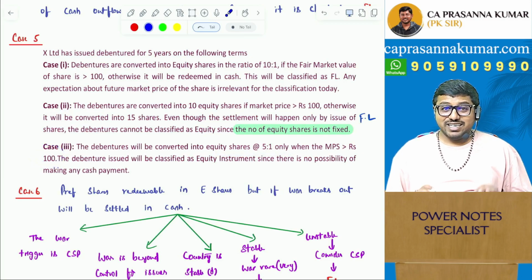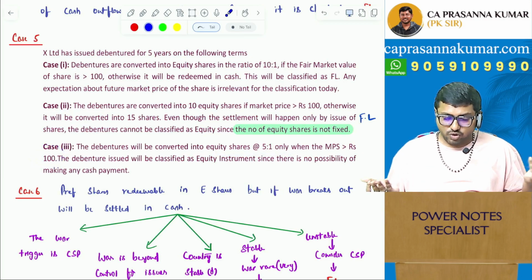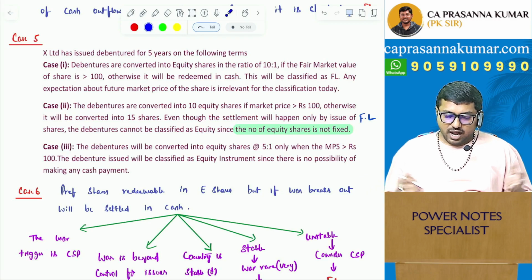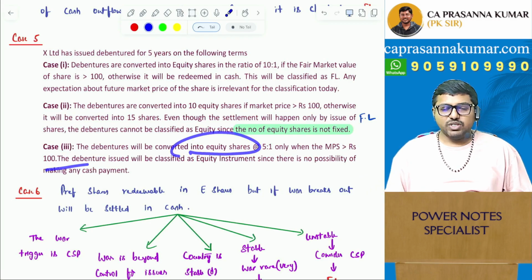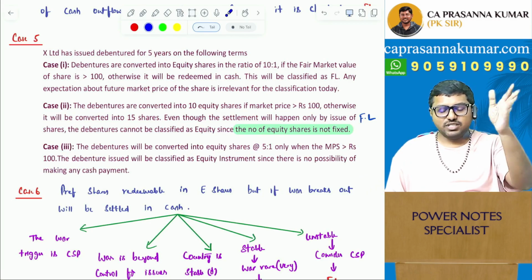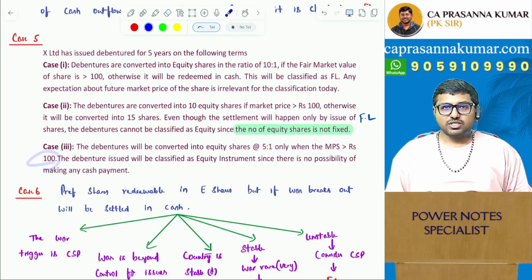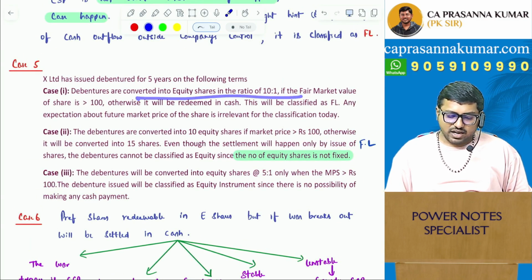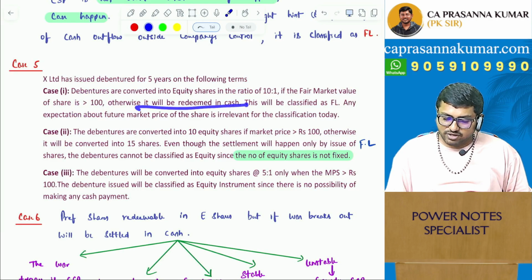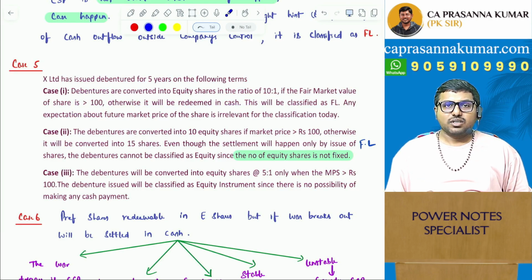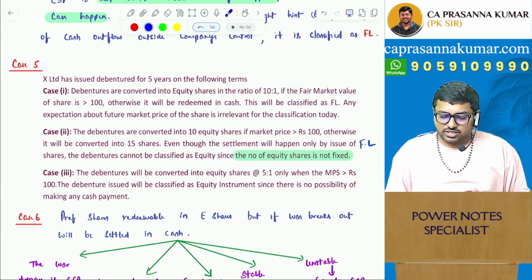So is there a chance of contractual obligation? No. Ultimately, when you convert that into equity shares, that may happen in the third year or fifth year or sixth year, whichever year this 100 is crossed. But here that's not the case. If that 100 is not crossed in a specified time, you have to convert that into cash. You understand the point? You have to redeem in cash. Therefore, there is a chance of contractual obligation of payment of cash. Therefore, it has been classified as financial liability.